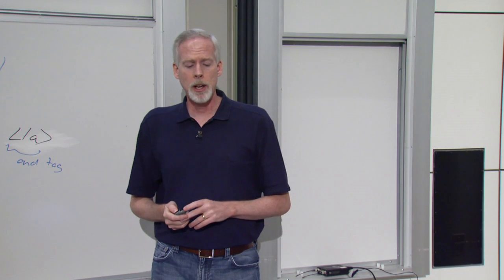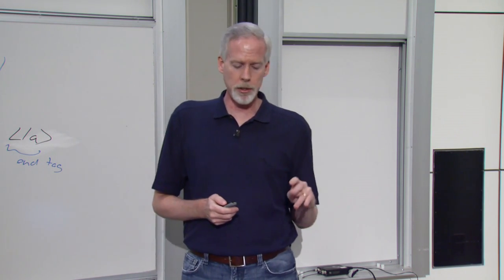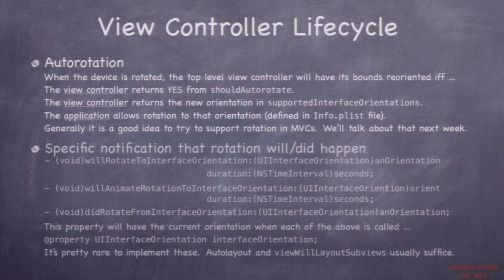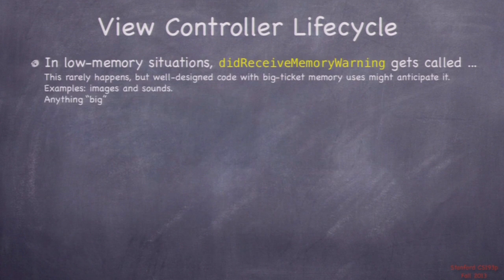There are also methods that get called. I put them in gray here because we're not really going to look at them. They're rarely needed. Auto layout and viewDidLayoutSubviews are usually going to cover everything you need. But if you wanted to get involved in the animation of the rotation, it's all possible, but we're not really going to look into that.